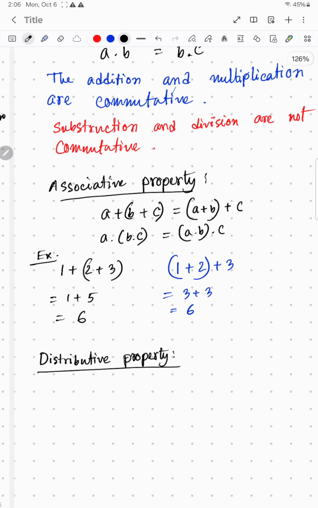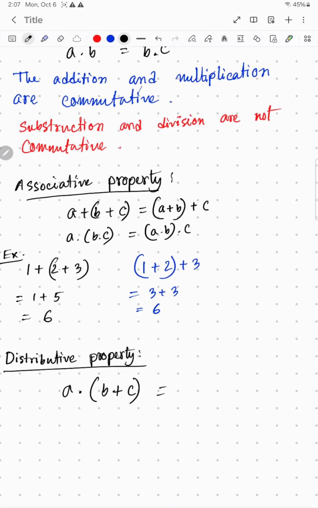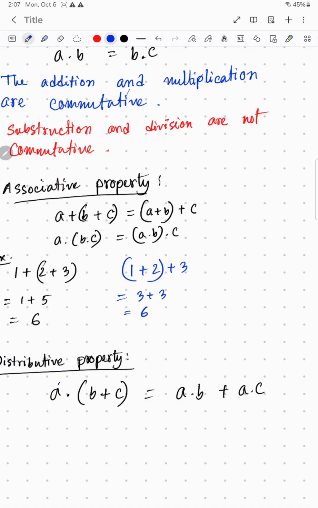So this is where we incorporate both the addition and multiplication together. So we say a times (b plus c) is the same as saying a times b plus a times c. So what is this distributive property? It basically says you multiply a with each number inside the parentheses.